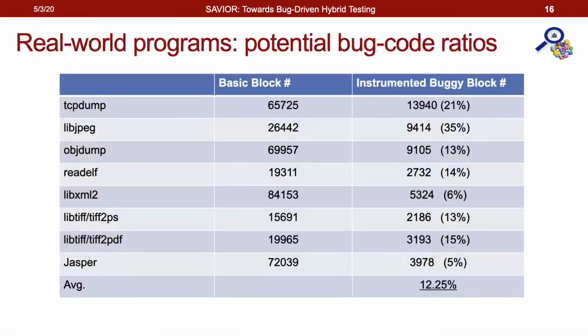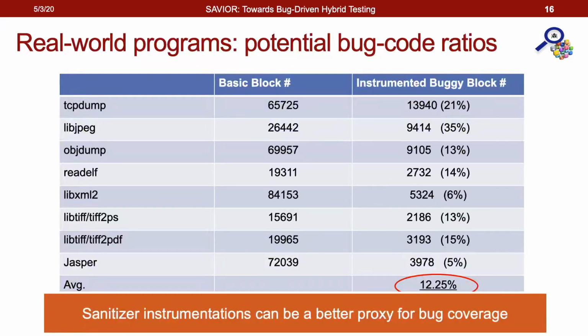Next, let's move on to the real-world benchmark. First, we want to test if sanitizer instrumentation conforms with the bug-to-code ratios we showed earlier. As this table shows, on average, only 12.25% of the code is marked with high bug potential, and hence we think it is a good proxy for estimating bugs. It's the same analogy as code coverage. You need to reach the code first to uncover a bug, and similarly, you need to perform an arithmetic operation first to trigger an integer overflow.